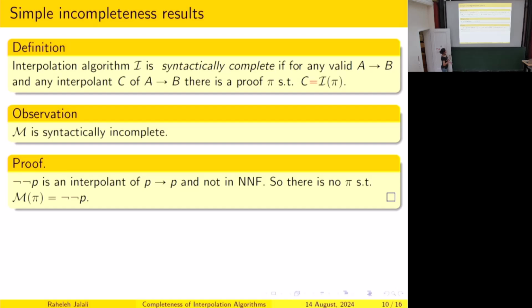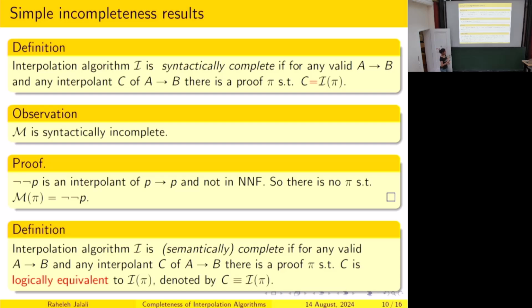Because as I mentioned, all of the interpolants are in negation normal form. This negation P is an interpolant of P implies P, but we cannot find a proof such that M of pi will become exactly negation P. So it means that this definition is not nice, so I change the completeness notion to semantically complete by saying that this C should be logically equivalent to I of pi, not syntactically equivalent. And from now on, by completeness, I mean this semantic completeness, and I don't say semantically anymore.